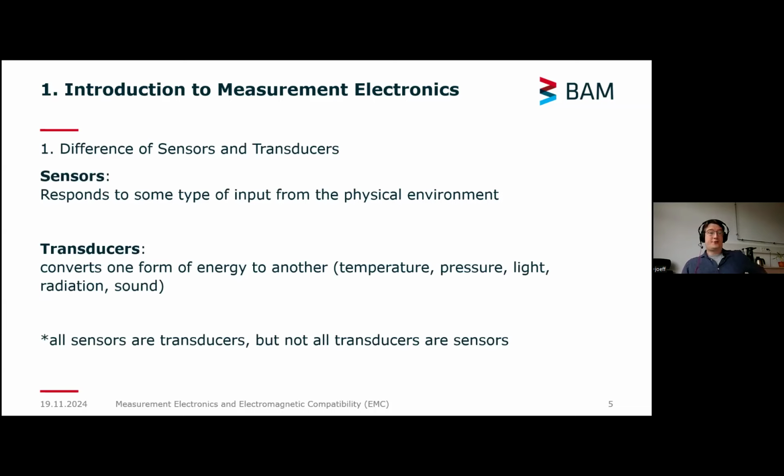The sensors themselves respond to any kind of physical input, and they can convert your physical signal into electrical signals. Besides that, there are transducers which convert one form of energy to another, like temperature, pressure, light, radiation, and sound. And after that, there will be a sensor which picks up the transduced input and converts it again to the electrical signal.